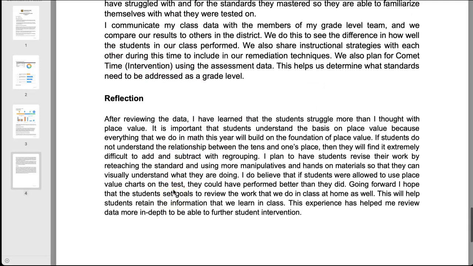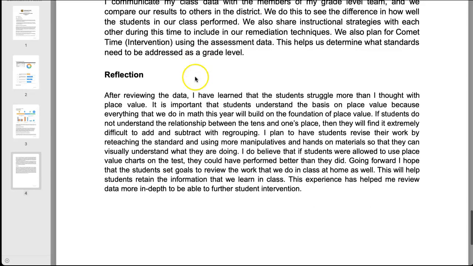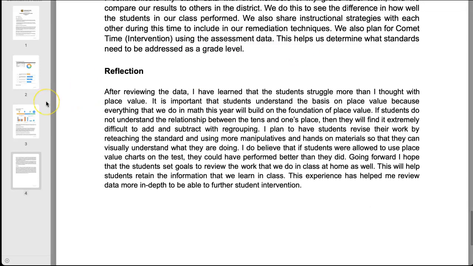I communicated my class data with more members of the team, and we compared our results to others in the district as well. We did this to see the difference in how well the students in our classes perform in comparison to others in the district. This is what helped us determine what standards needed to be readdressed on a grade level.